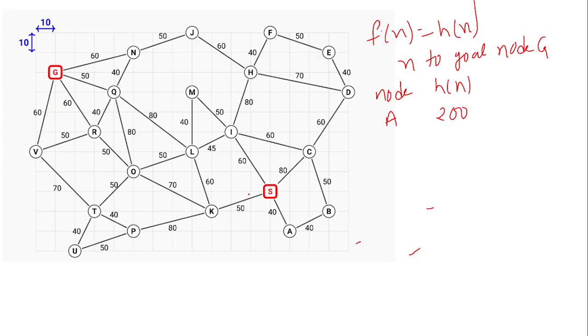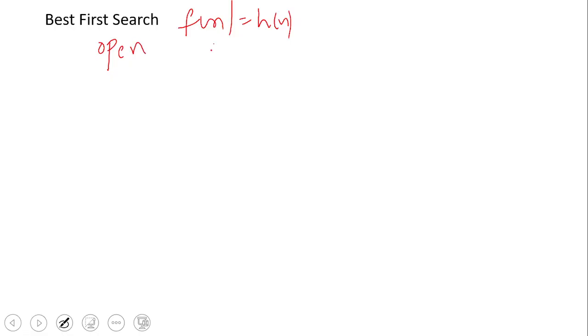So for A, B, like that, first calculate and note down the values. Next, by using the best first search, f of n is equal to h of n. First, we'll take an open list and a closed list. First, S is in the open list, then S will be moved to the closed list.